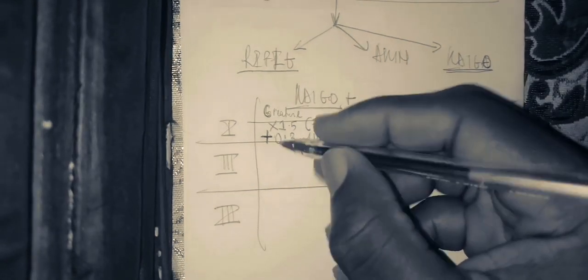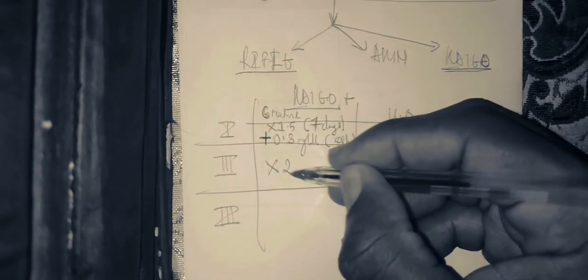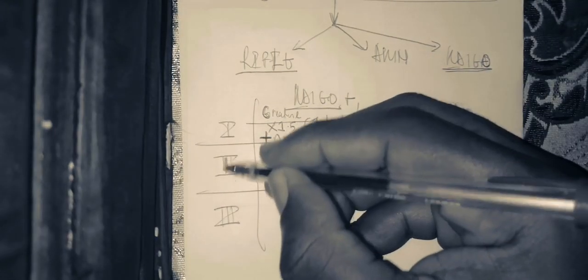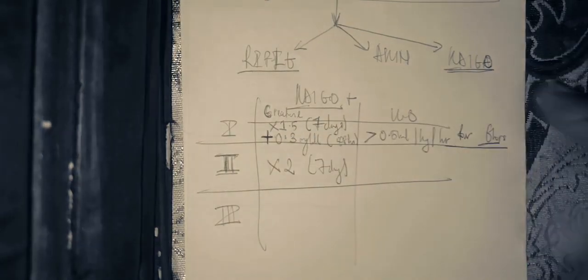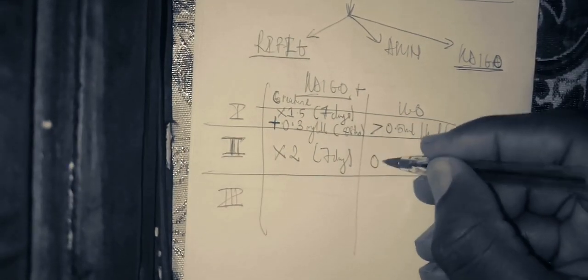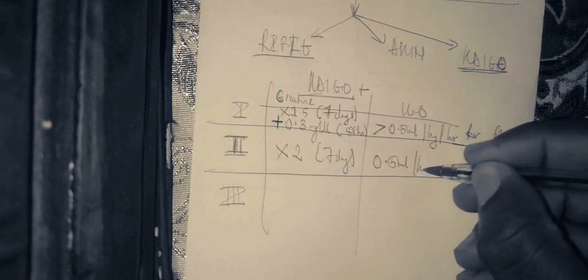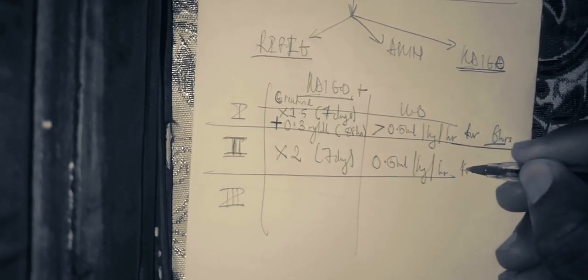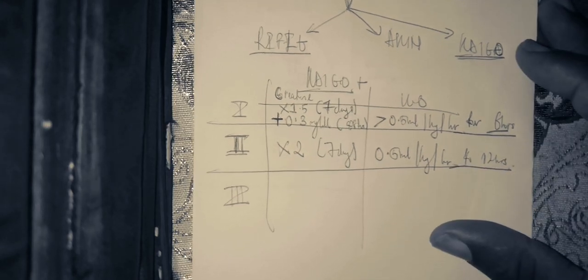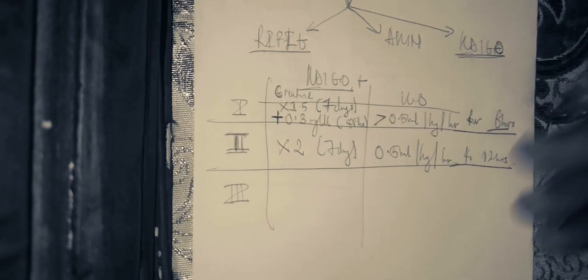For stage 2, if you have an increase by 2 times within 7 days, it is stage 2, not stage 3. It is the stage 2 category classification. While for the urine output, if the urine output is less than 0.5 mL per kilogram per hour for 12 hours, it means that the patient is going to have stage 3 category.